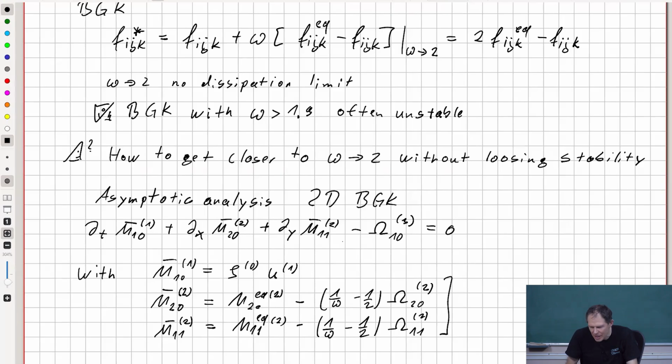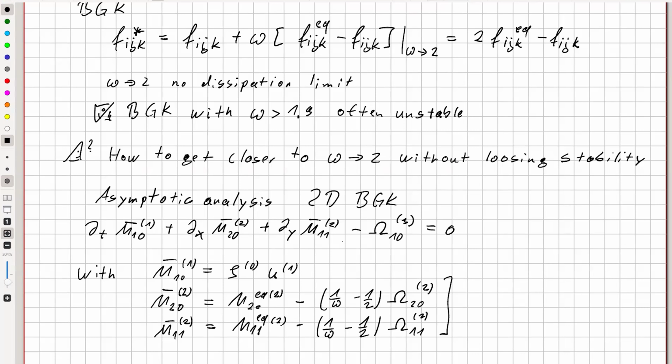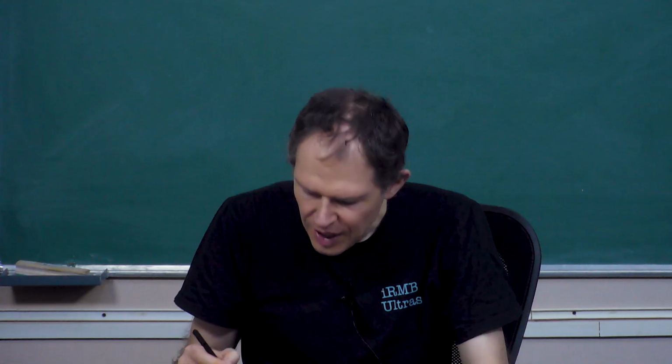So why am I writing this again? The observation that we have here is that omega appears for the Navier-Stokes equation. But this omega that appears here, the BGK omega, only comes with second order, or with second moments. So the Navier-Stokes equation itself puts no constraints on the relaxation of all the other moments. It only puts the constraints on the relaxation of the second moments.